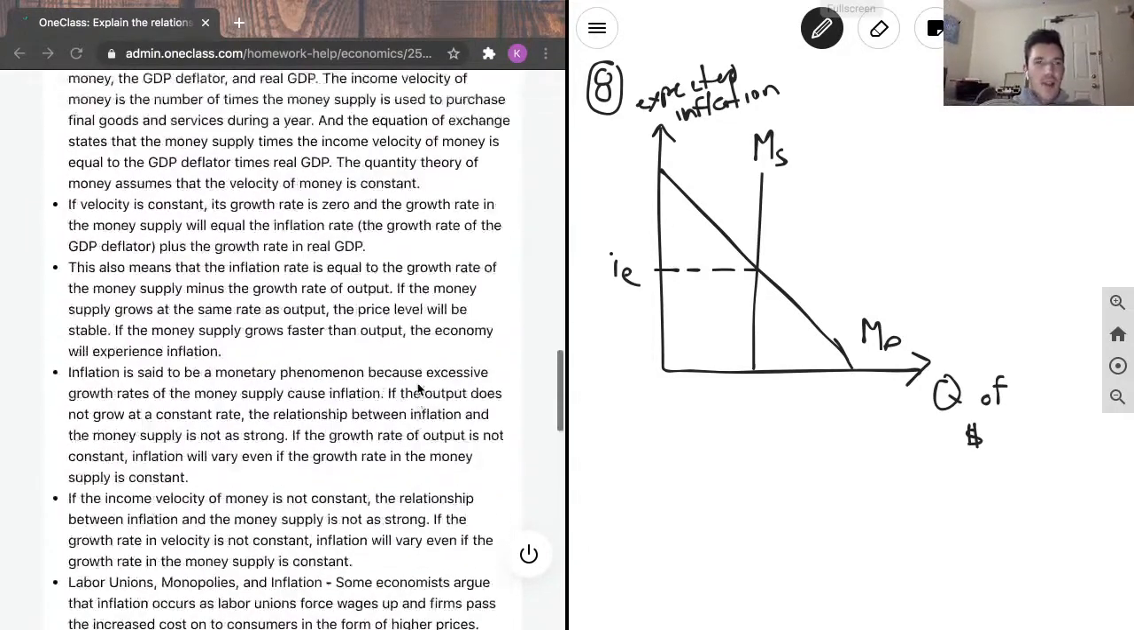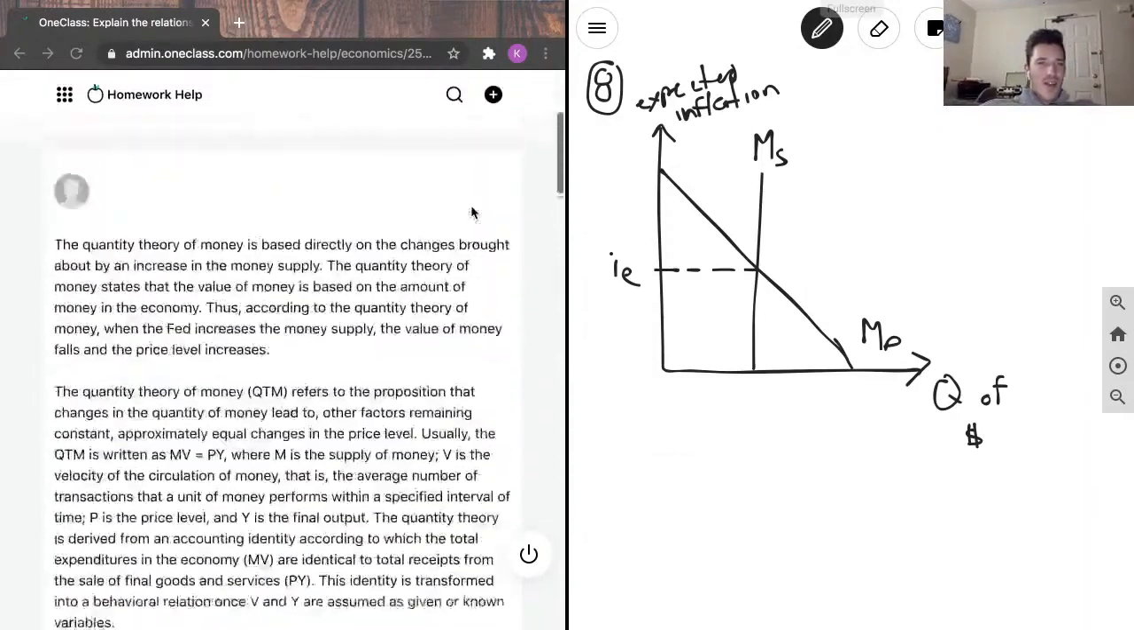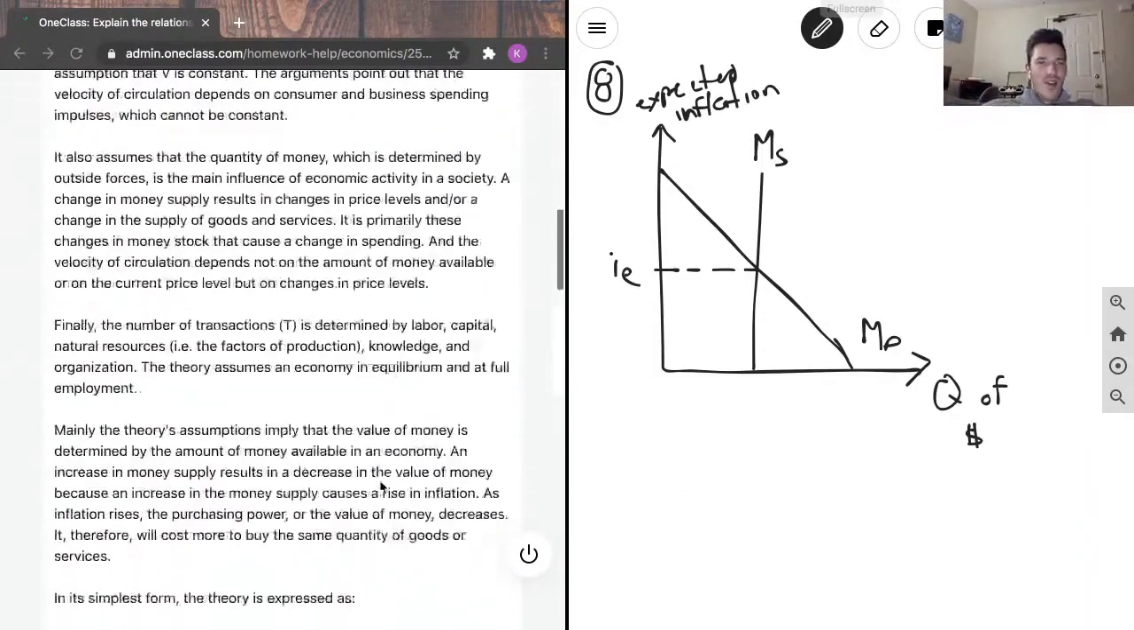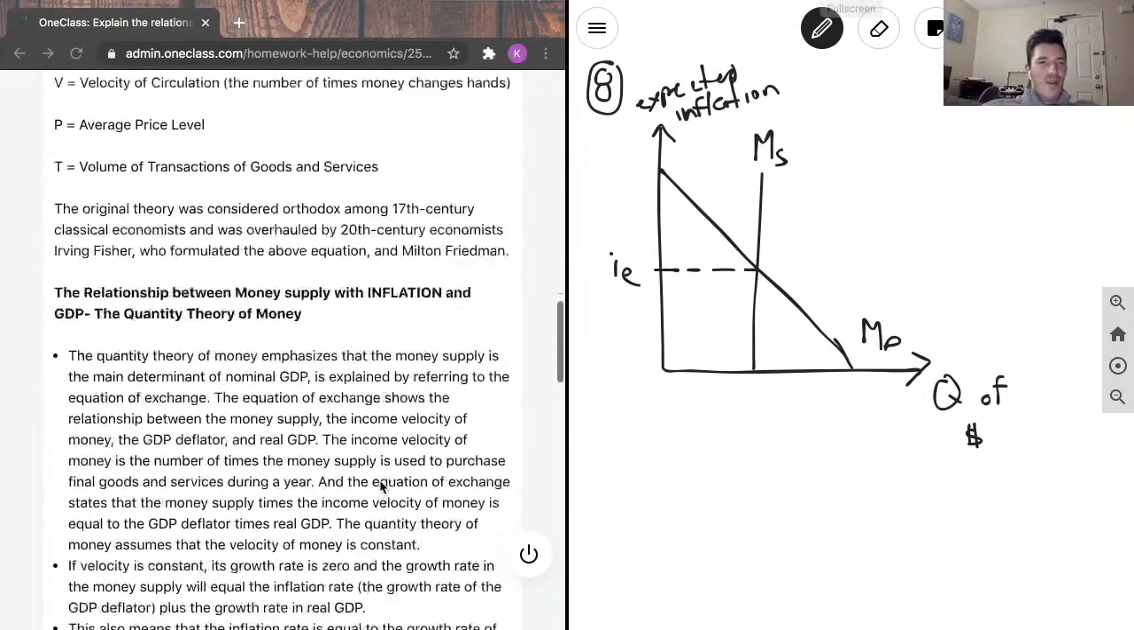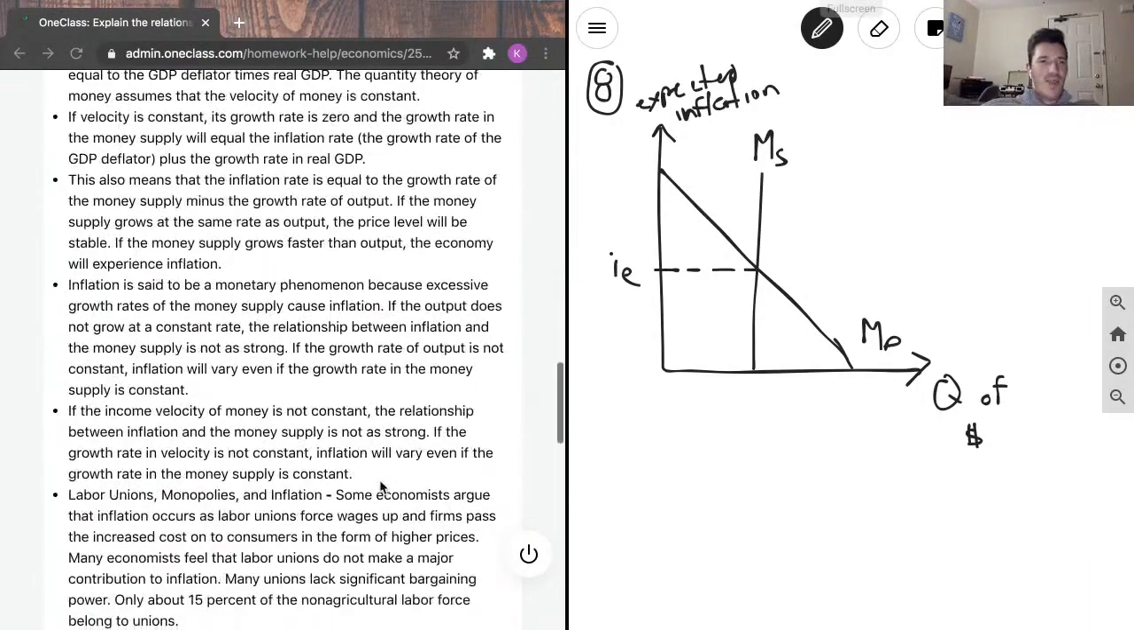I don't know how much everybody is getting out of me just reading this off, but at this point, I'm a good chunk of the way through, and they are providing excellent answers to the question. So I will continue on.